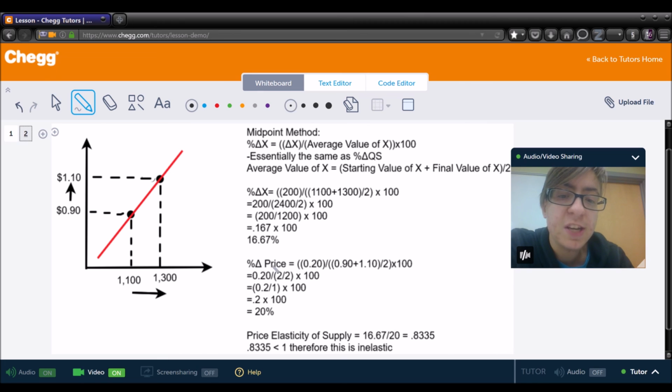The percent change in price is done in exactly the same way, but with price. So even though the answer is right there, how about you try to calculate it and see if you come up with the same answer as me?